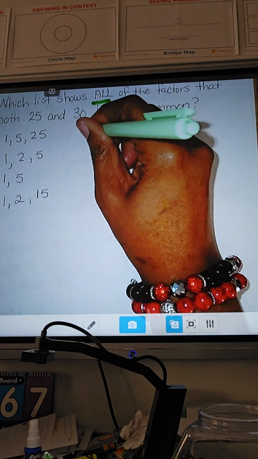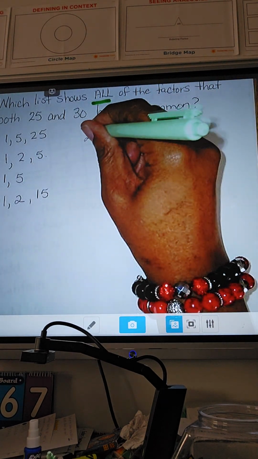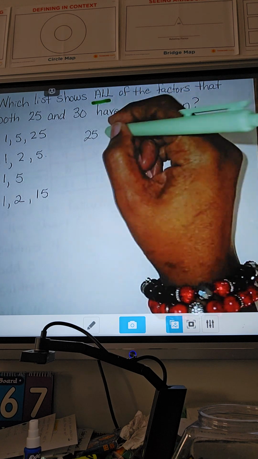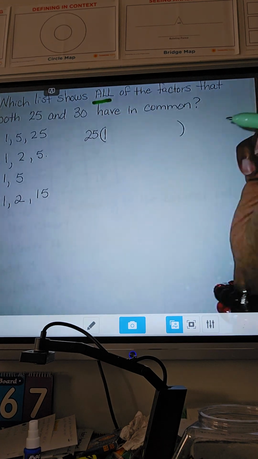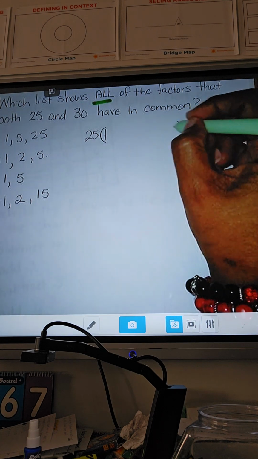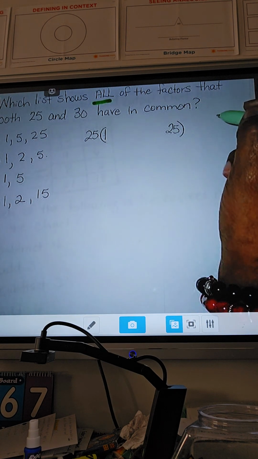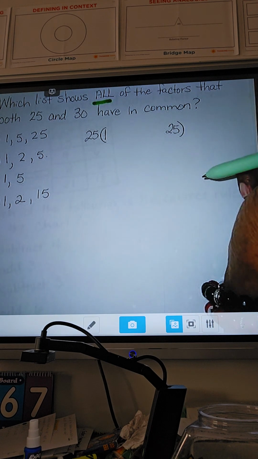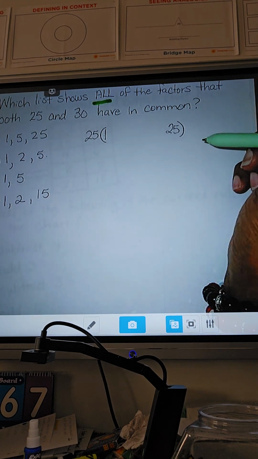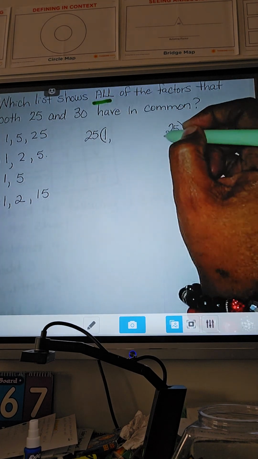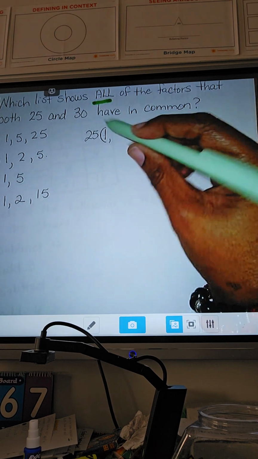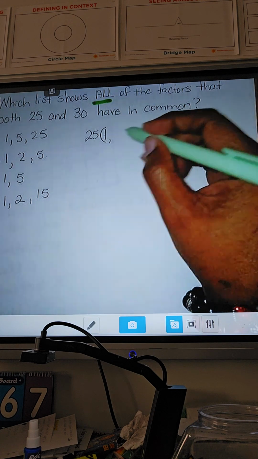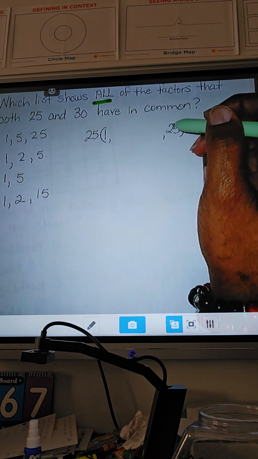So when I look for factors of 25, I write the 25, I put my parentheses, I know I start with 1, and 1 times the number itself is always the answer. So 1 times 25 equals 25, okay? I move to the number 2. I know 2 times nothing is 25 because 2 is an even number and 5 is an odd number. What about 3? 3 times nothing is 25.